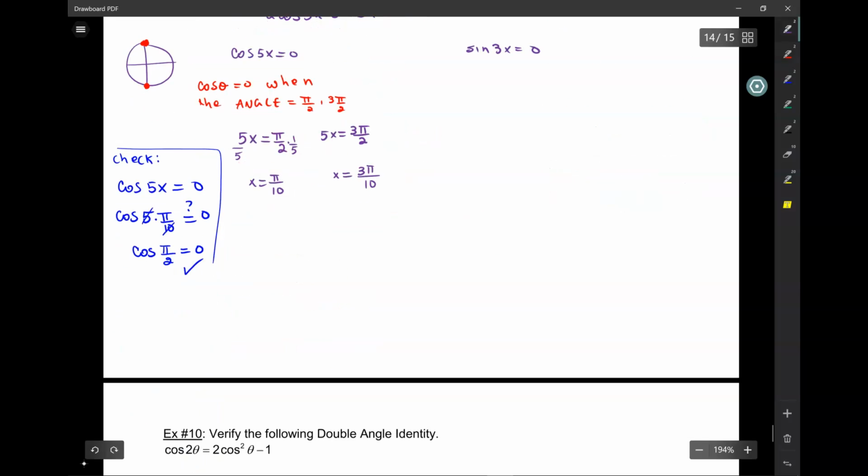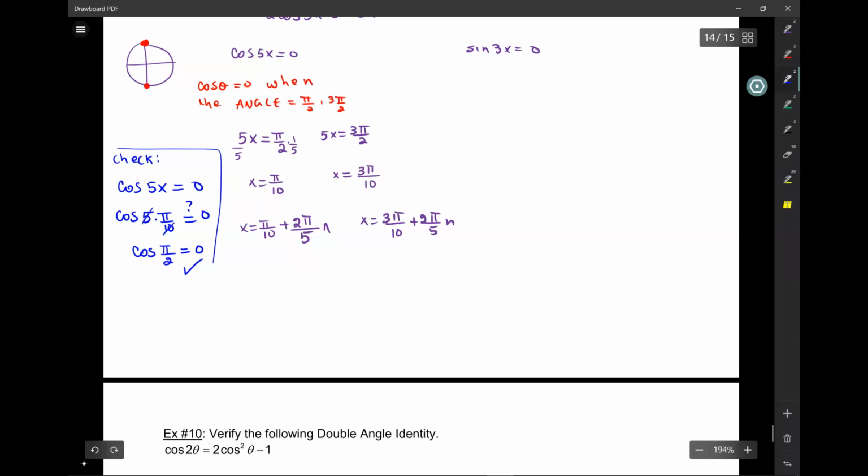So here, instead of doing pi over 10 plus 2 pi, we have to do pi over 10 plus 2 pi over 5 n. Okay? And here, we have to do 3 pi over 10 plus 2 pi over 5 n.